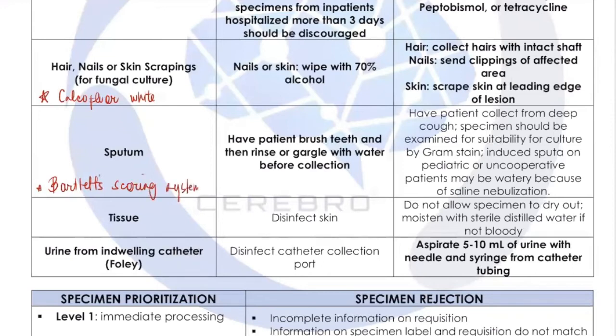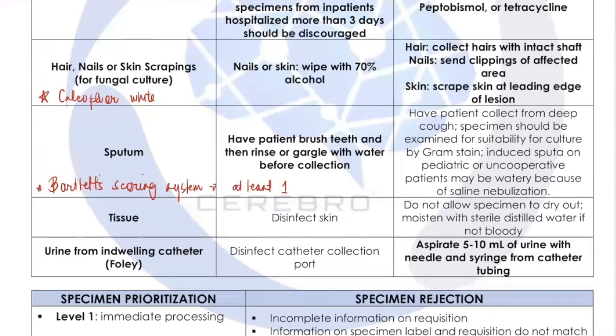We score the presence of squamous epithelial cells and the presence of neutrophils or polymorphonuclear cells. We also score the physical appearance of the sputum, whether it is bloody or mucoid. And in order for the specimen to be accepted, it must have a score of at least 1 in the Bartlett's scoring system. Okay?